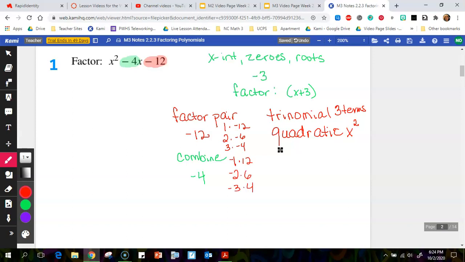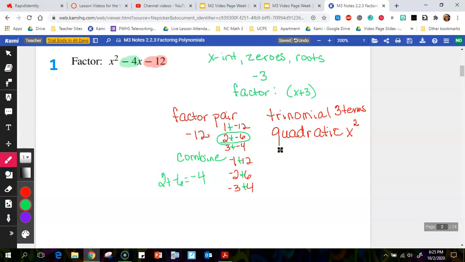negative 3 times 4. So what I need to do is look at all these pairs of numbers and put a plus sign between them. And then whichever one adds up to negative 4, that is the pair that I need. Okay, so when I look at these, the first one I come to, 2 plus negative 6. Well, 2 plus negative 6 does equal negative 4.